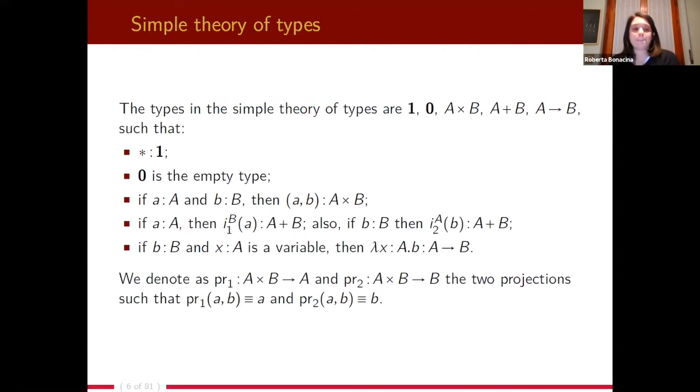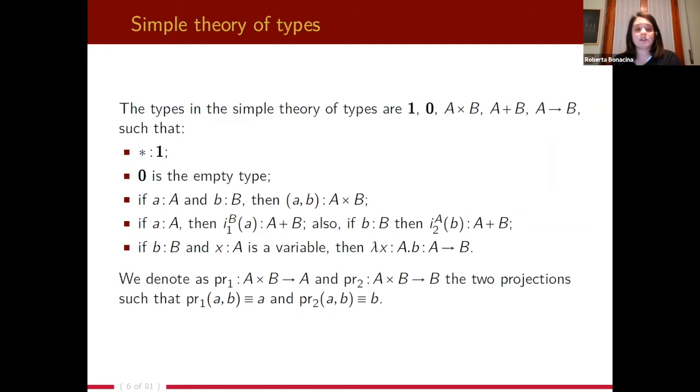Then we have the sum type, which can be seen as the disjoint union, and so the canonical terms are the inclusions of the terms of type A and type B. And then we have the arrow type, which is the type of functions from type A to type B. So if we have a term small b of capital B and a variable x, we can obtain the lambda term, lambda x of type A dot b, of type A to B, which is also the construction which gives the name to the lambda calculus.